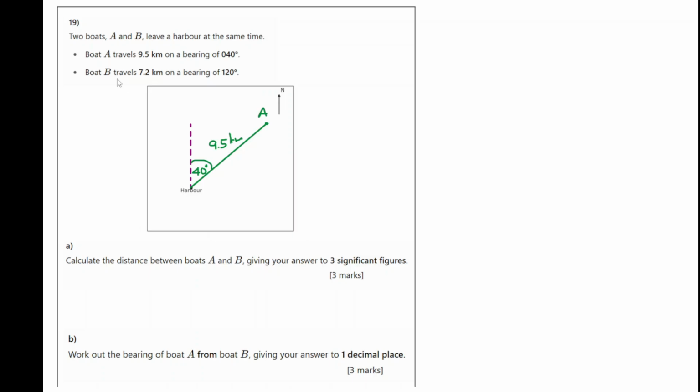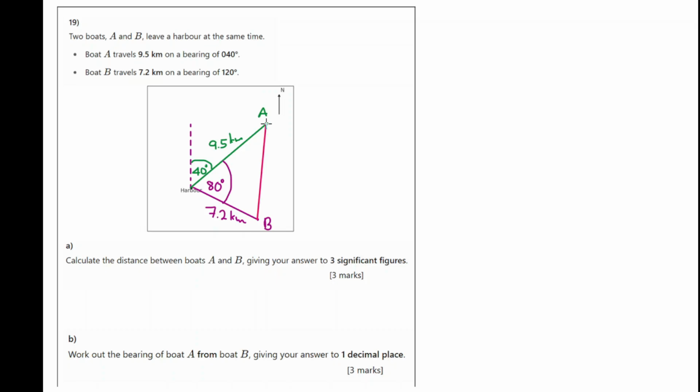Boat B travels 7.2 kilometers on a bearing of 120. So this is 7.2 kilometers. Now the bearing is 120. Now remember, the bearing we measure from the north. So this is the north. So already 40 here. So obviously the remaining angle must be 80 degrees here. Why? Because 80 and 40 gives you 120 from the north. Calculate the distance between the boats.